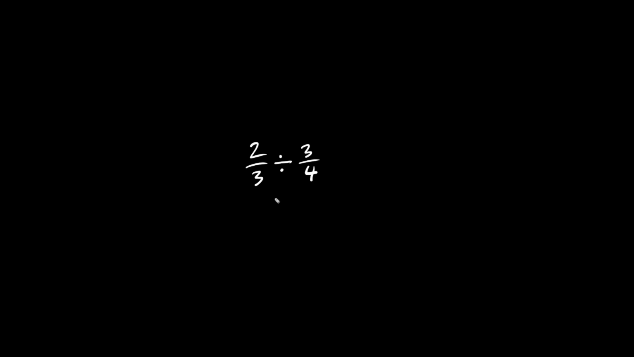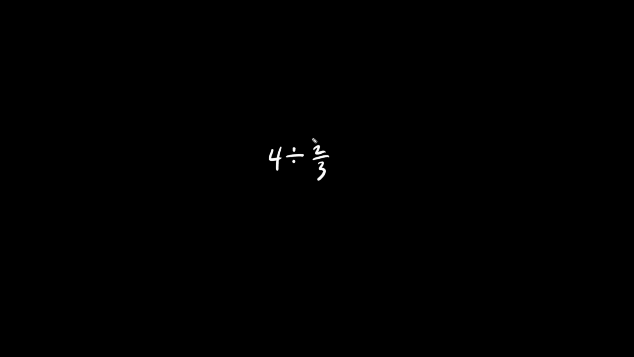What is 2/3 divided by 3/4? When we have a division sign, we change it to multiplication and we flip the right part. We have 4/3. We then multiply across. 2 times 4 is 8 and 3 times 3 is 9.